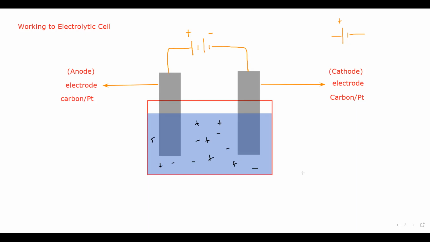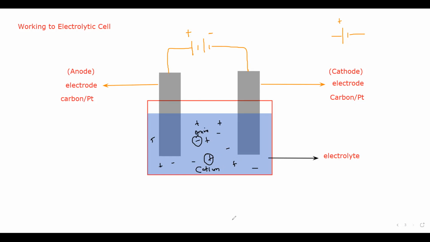The solution itself is known as electrolyte, and these charges have specific names. The positive charges are known as cations, because they tend to attract towards the cathode, and the negative charges are known as anions.